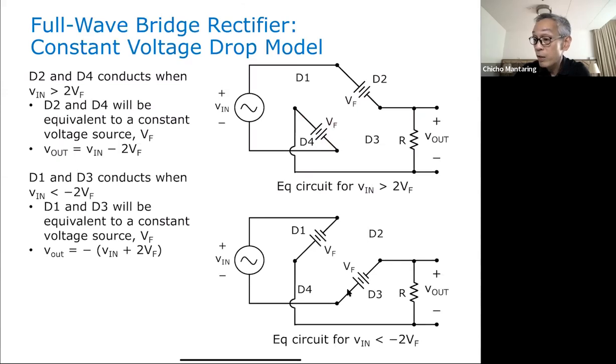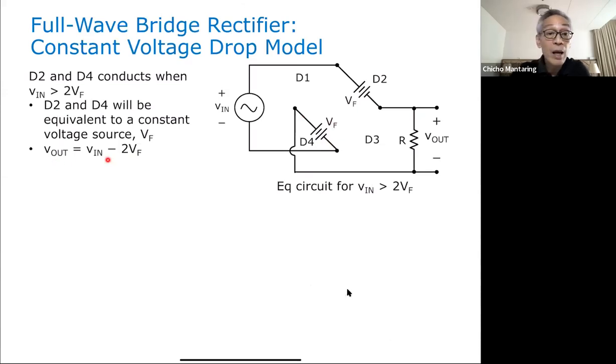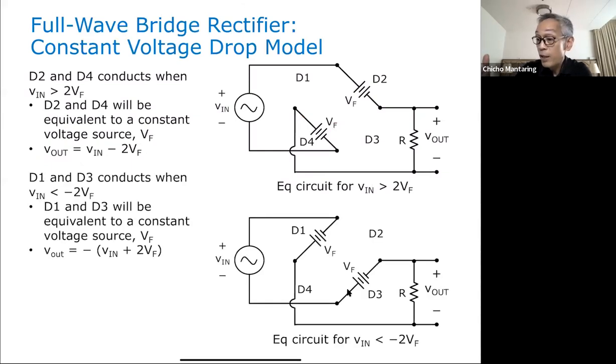And what is my output? My output is going to be V in minus 2 V sub F. On the other hand, during the negative cycle, D1 and D3 are the ones conducting, and my current is flowing this way. So you have a voltage drop V sub F here and another voltage drop V sub F there. So when will my current flow? My current will flow when negative V sub in is greater than 2 V sub F, or when V sub in is less than negative 2 V sub F. So this is when my current flows.